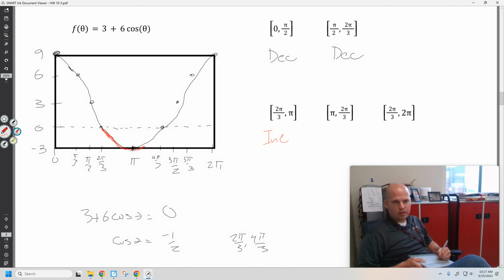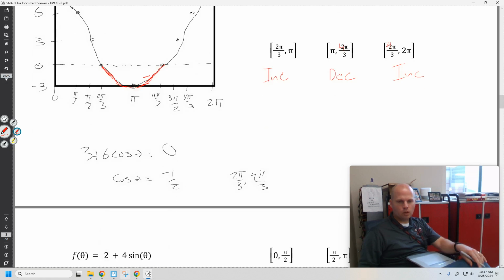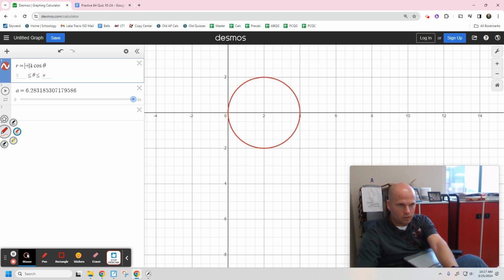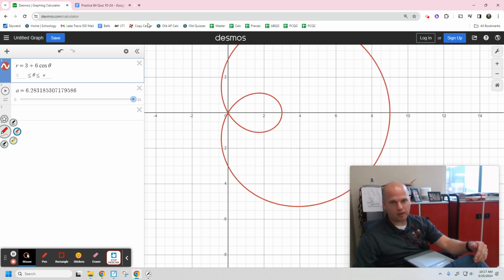Pi to 4 pi over 3, whoops, that should be 4 pi over 3. Negative radiuses that are going closer to 0, decreasing. 4 pi over 3 to 2 pi, increasing and positive. If you want to see what that looks like, you could, but it's the same here. Just 3 plus 6 means everything's going to be bigger.